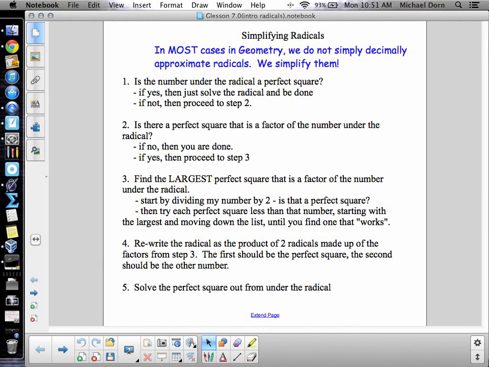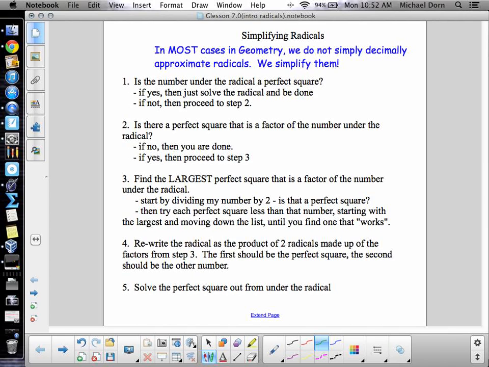Step 2: is there a perfect square that is a factor of the number under the radical? And here's where it starts getting interesting. There are lots of numbers that are factors of numbers under a radical. Say we had the square root of 10. There are factors of 10 besides 1 and 10. 2 and 5 work, but neither 2 nor 5 is a perfect square. So factoring into the square root of 2 and the square root of 5 does not help me at all. I'm only interested if I have perfect square factors, so we have to be a little bit careful, checking to make sure at least one of the factors is a perfect square.